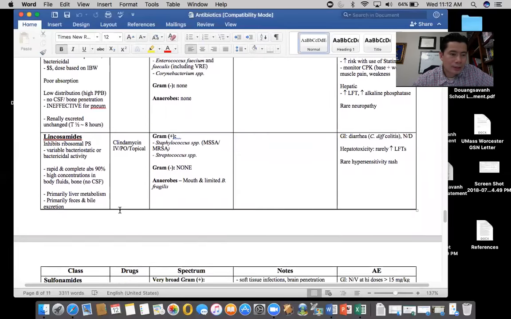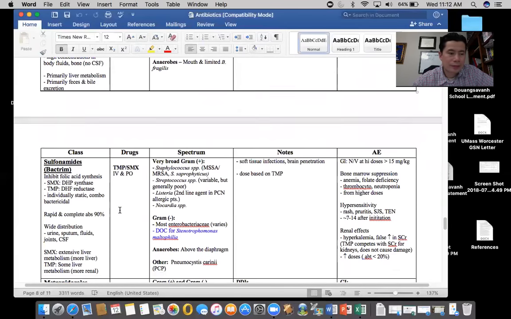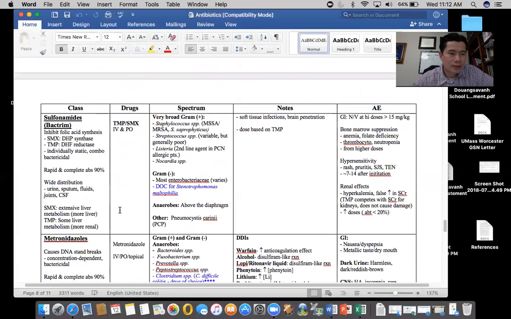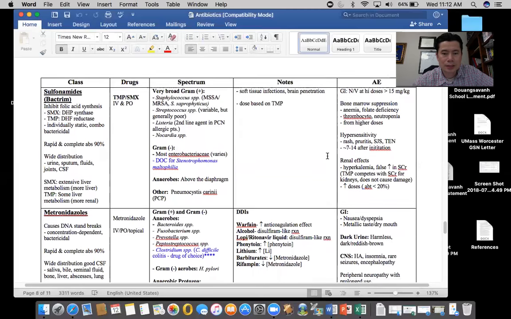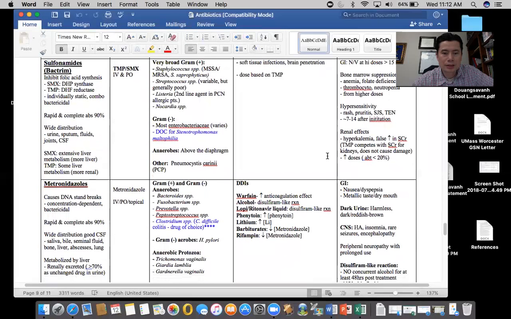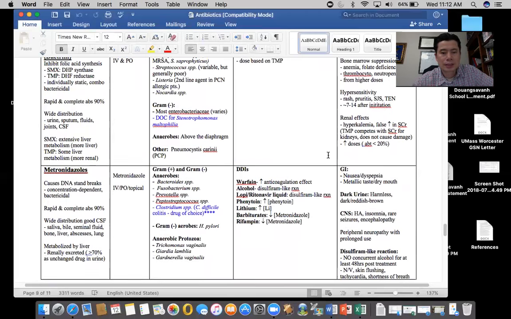So lincosamides, the clindamycins. Sulfonamide, this is your Bactrim. Yeah, Bactrim is the antibiotic. It's a combination of these two drugs. You can have bone marrow suppression with this, anemia, some kind of deficiency, thrombocytopenia, hypersensitivity, and some kind of renal problem. You have high potassium and an increase in serum creatinine. So be aware of that.